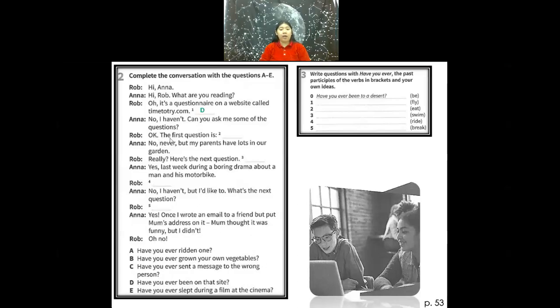Next one. The first question, we don't know the question here. Look at Anna's response: "No, never. But my parents have lots in our garden." There's a garden here. What do you think should be found in a garden? So it should be B. Have you ever grown vegetables?